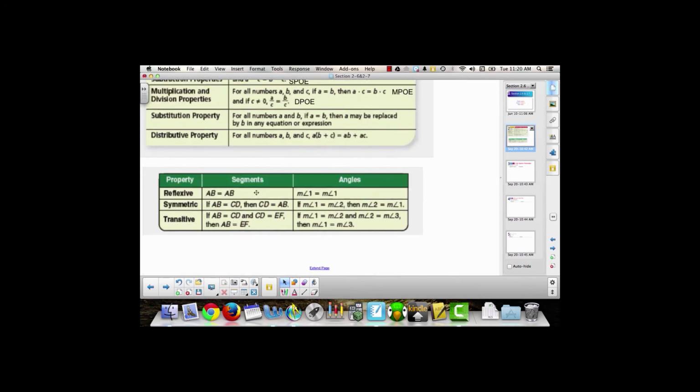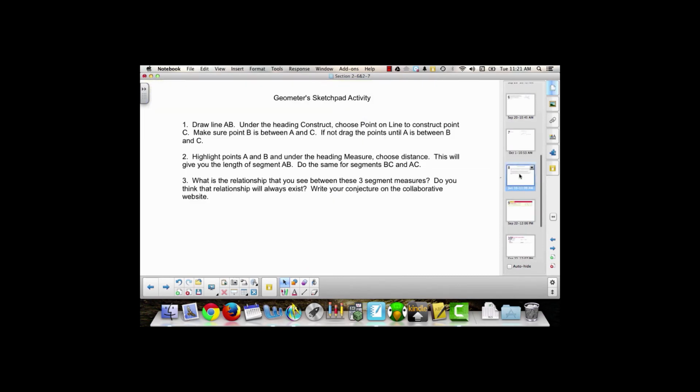Down here we have examples of reflexive, symmetric, and transitive using geometric measurements. Remember again, measurements are numerical values, which is why we can use the equal sign here. Now I would like you to pause the recording and do this Geometer Sketchpad activity.